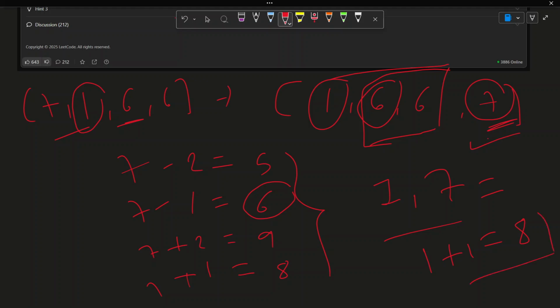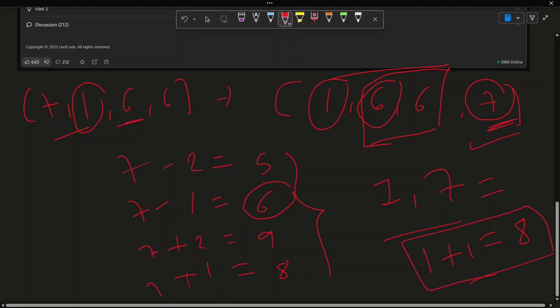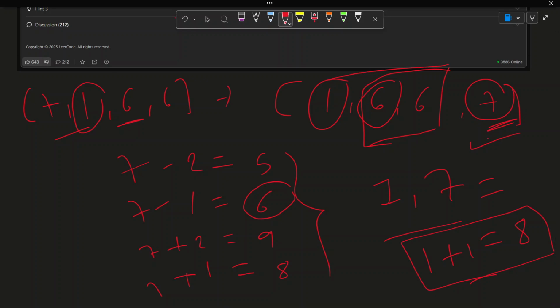It is not a fruitful answer. It is not the maximum answer. So if we consider this, our answer is 8. But if we consider 6, we can generate our maximum answer. So here the greedy approach will fail. In the greedy approach I take the maximum value, and for that maximum value my final answer is minimum. So that's why the greedy approach fails here.